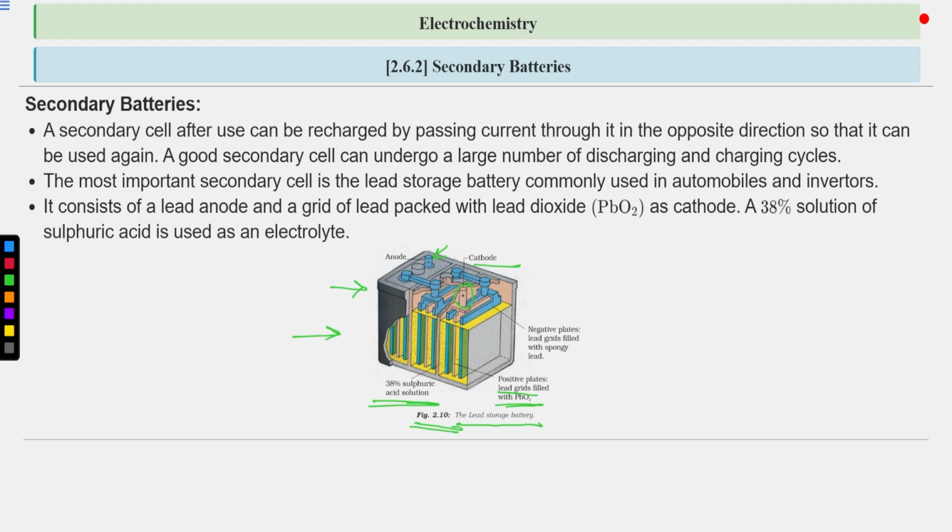These are the types of batteries we use in our homes, in inverters, in industrial usage, and also in automobiles. So a lead anode and a grid of lead packed with lead dioxide acting as the cathode is the structure of the lead storage battery.